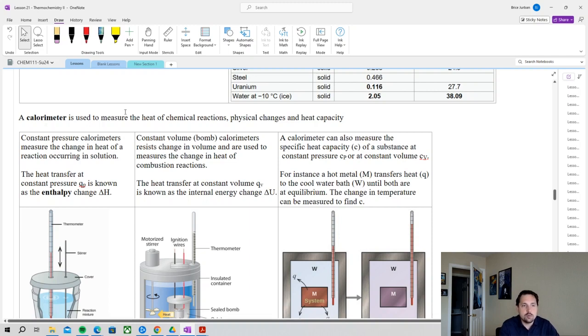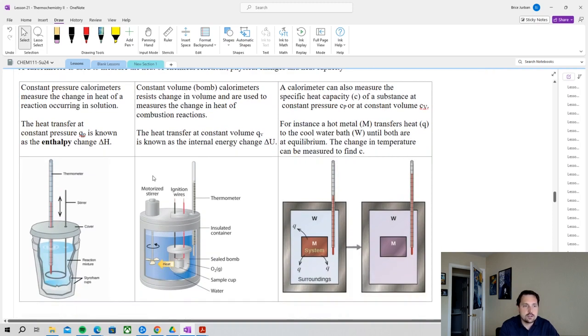So a calorimeter is how we measure the heat of a chemical reaction. It's also how we can measure a physical change or the heat capacity of an object. A constant pressure calorimeter measures the change of heat that occurs in solution. I talked about this a little bit in the last lesson. You have an insulated container, and inside is a solution of water, and then you have your reaction mixture that you put in there. The reaction's either going to require heat from the surroundings or give heat to the surroundings, and you'll measure a change in the temperature. That heat transfer at constant pressure is known as the enthalpy change.